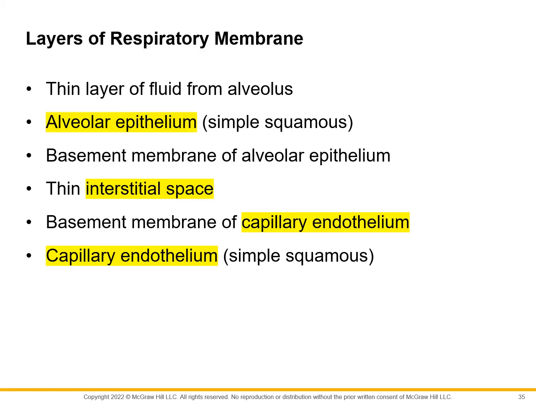Listed here are the layers of the respiratory membrane. So again, focus po tayo dun sa mga specific layers with highlights. First is the alveolar epithelium. The alveolar epithelium is made up of simple squamous epithelium, which again is only composed of a single layer of cells. Next, it has a thin interstitial space, and next, it has a basement membrane of capillary endothelium. So yung capillary endothelium po, this is also made up of simple squamous epithelium. Alright, so again, tulad po ng nabanggit natin sa previous slides, kailangan talaga single layer of cells lang yung mga pagdadaanan ng mga gases for easy diffusion.